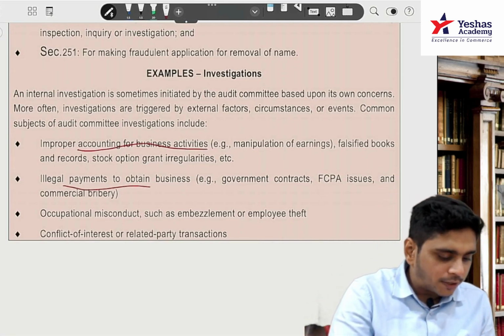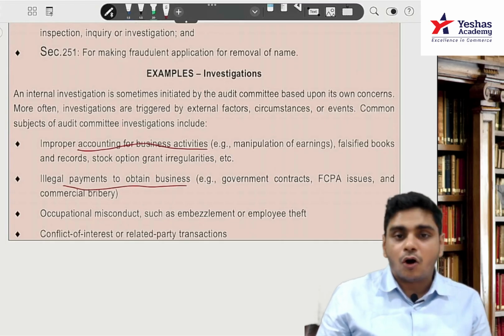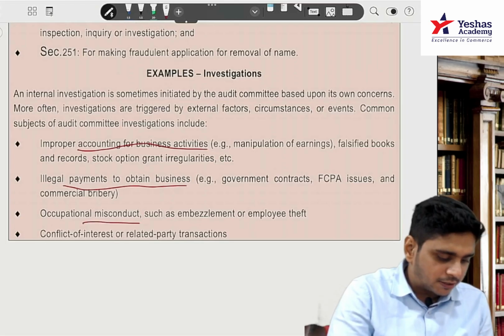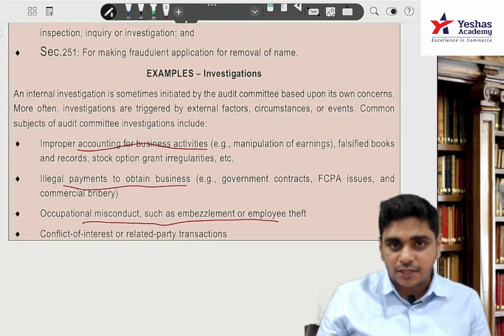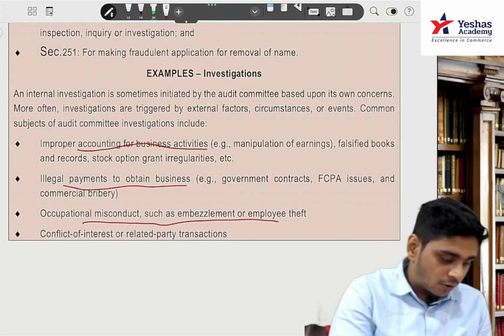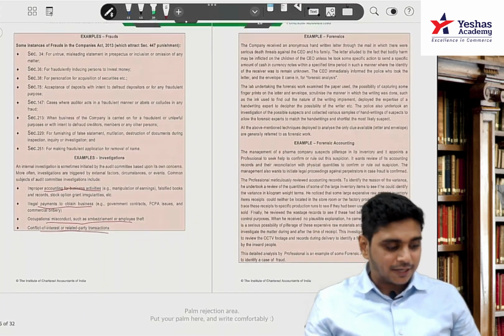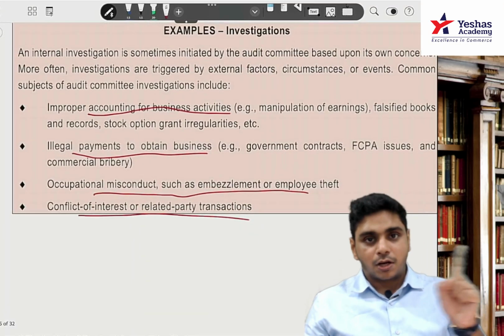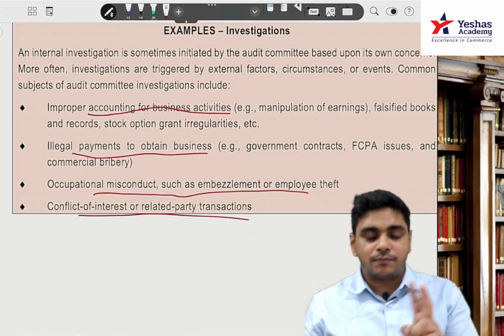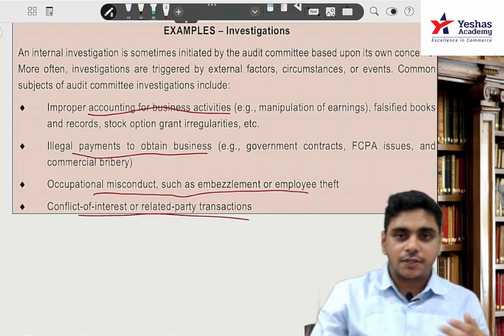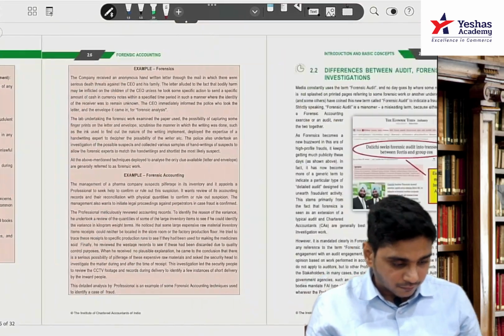Illegal payment to obtain business, such as government contracts, bribery you are giving, it is investigation. Occupational misconduct such as embezzlement or employee theft has happened, investigation. Any conflict of interest or any related party transaction, it is part of investigation. Okay, 4 examples are there: improper accounting of business activity, illegal payment to obtain business, occupational misconduct, conflict of interest or related party transactions. So these are the examples of investigation.